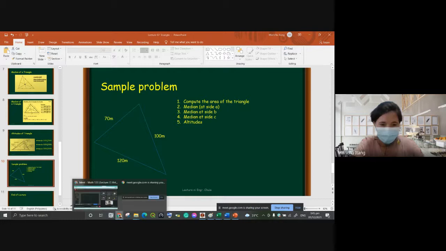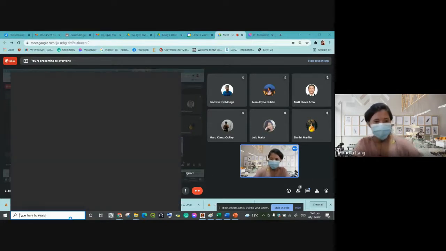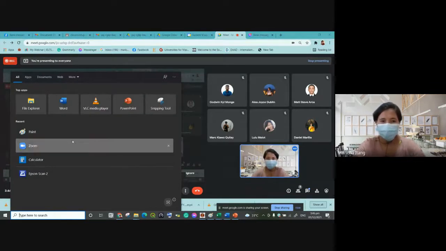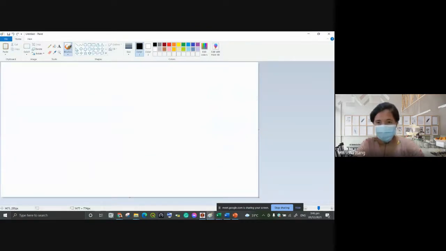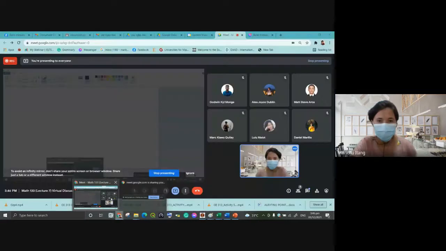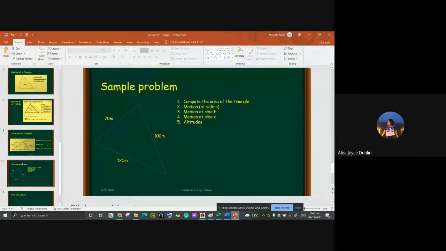Who wants to compute the area of the triangle? Any volunteer? Just open your mic and dictate your solution so that we can finish the item faster. Who wants to start with the area? Just dictate your solution. Dublin, do you want to start with number one? Ako, ma'am?